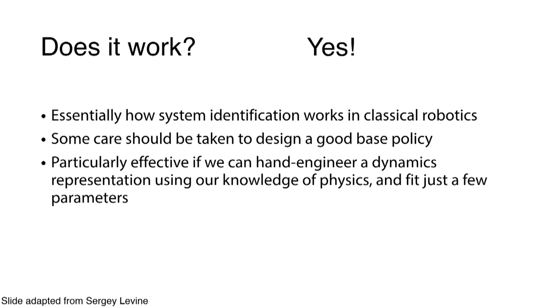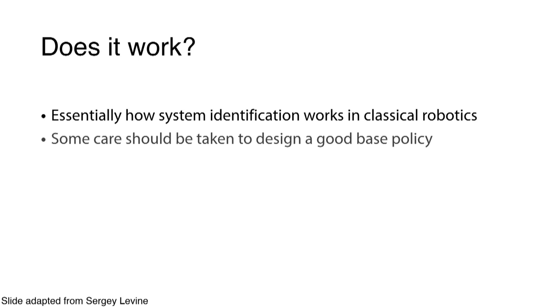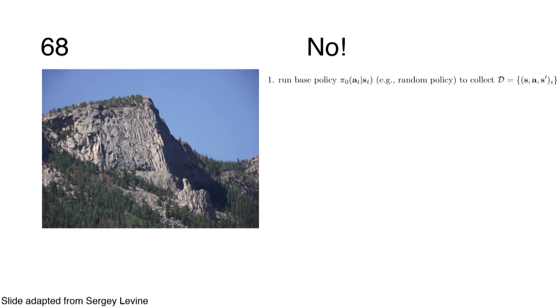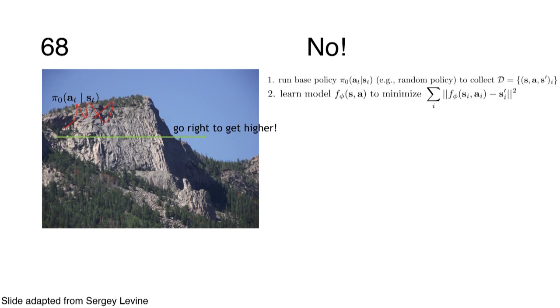So let's look at an example. Say that you have an agent that's on this cliffside. First, you run your base policy, and the base policy takes this red trajectory. Then you're going to fit a model to the rollout from your policy. And what you might learn is if you go right, you go higher. And if your goal is to get to the top of the peak, then you want to go right. If you then backpropagate through this model into your policy, what your policy will learn is to go right. And then you'll fall off the cliff.